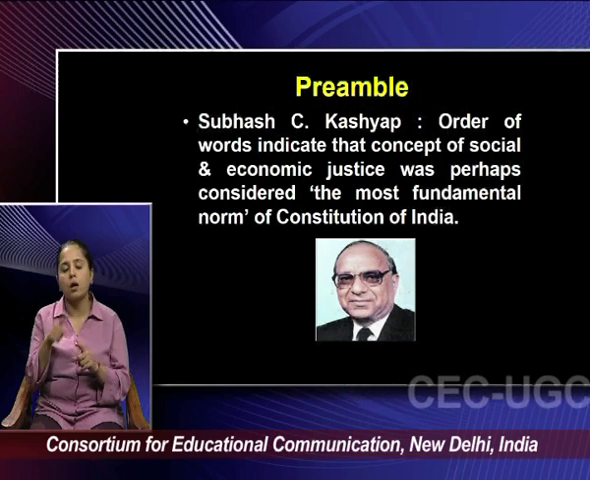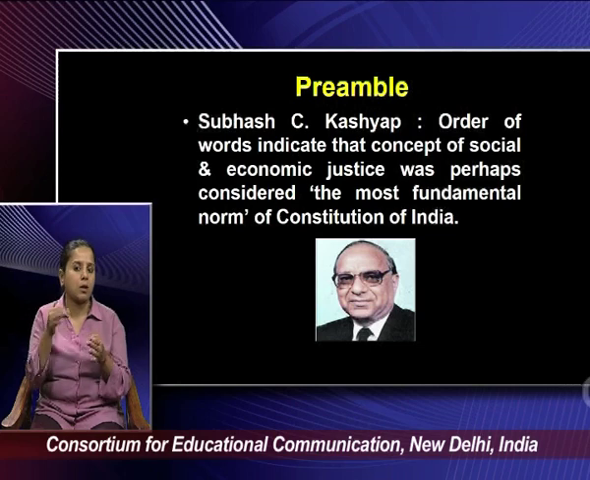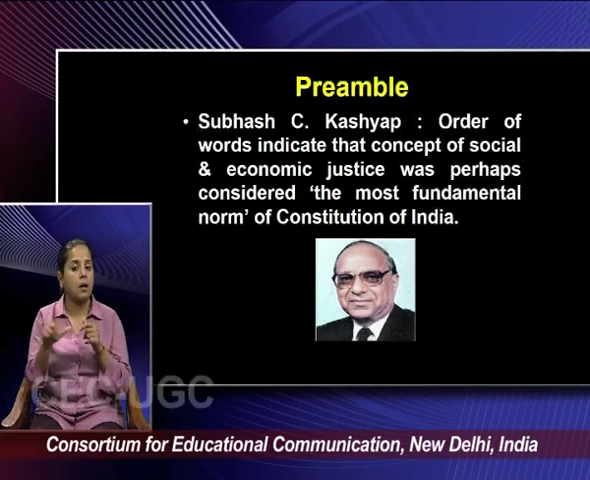And we see that apart from D.D. Basu, other constitutional experts like Subhash Kashyap say that the order of the words indicates that the concept of social and economic justice was perhaps considered the most fundamental norm of the Constitution of India. So experts have also seen that the constitution makers put those words in that order, indicating their importance, and how various articles and ideas were incorporated keeping in mind these concerns.